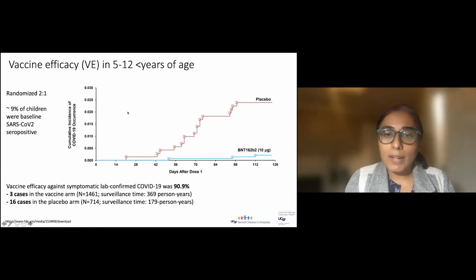And this is the vaccine efficacy. Essentially, the blue line is the COVID vaccine, the red line is the infection. So you can see it was about 90% effective in not getting COVID-19 as an infection. So there were 3 cases in the vaccine arm and 16 cases in the placebo arm.